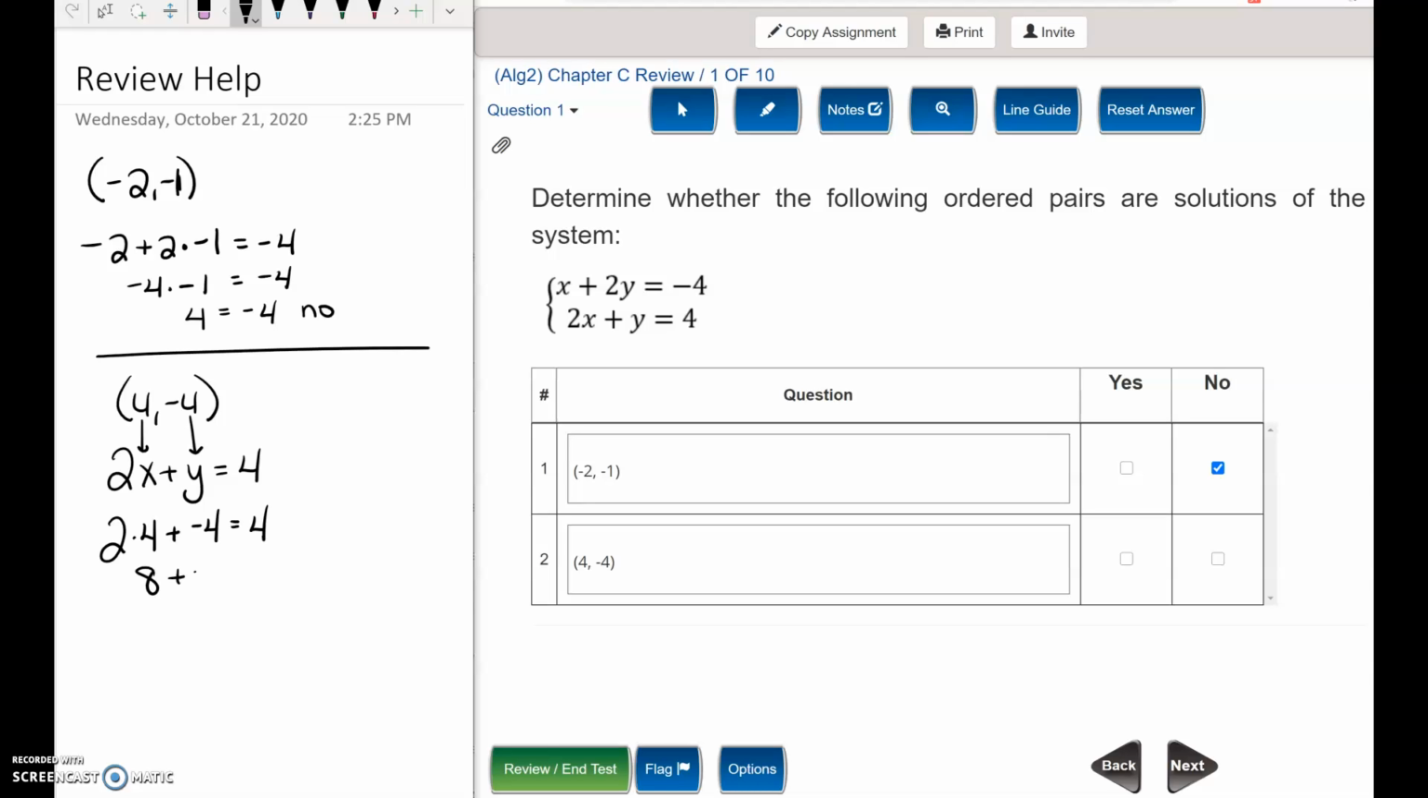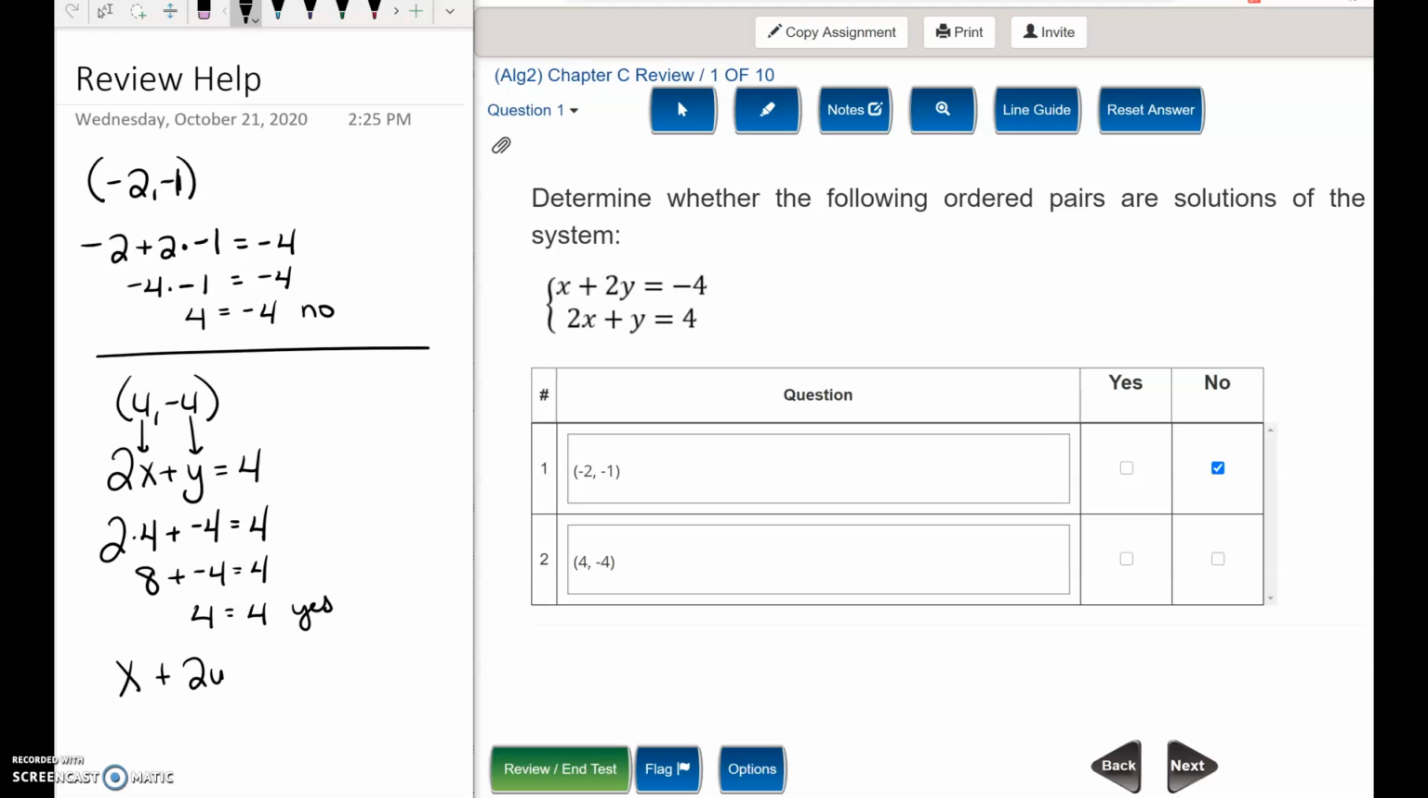This is 8. On the left side, I get 4. That does equal 4. That works. Now I'm going to plug that point into, I guess I plugged it into the bottom one first, didn't I? Oh well. Plug it into the top one.